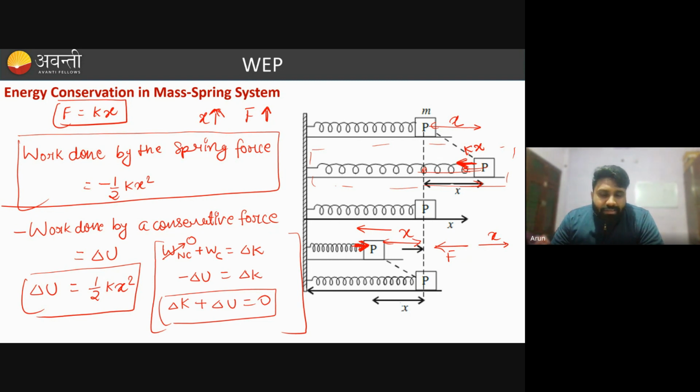In this, you can say that the change in kinetic energy plus the change in potential energy is 0, which means whatever energy we have initially at the start of the process, that same energy is present at the final stage. Okay, got it? So this is the conservation of mechanical energy. So we are done with that.